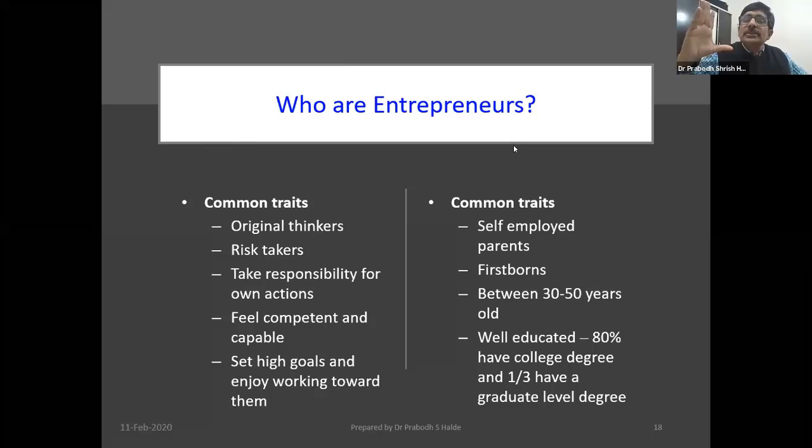A common trait of the entrepreneur: he is a positive person. He is an original thinker. He is a competitor. He does not shy away from competition. He is direct. He doesn't talk behind your back.